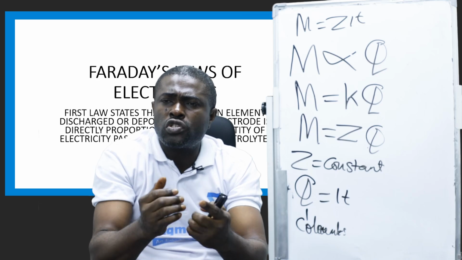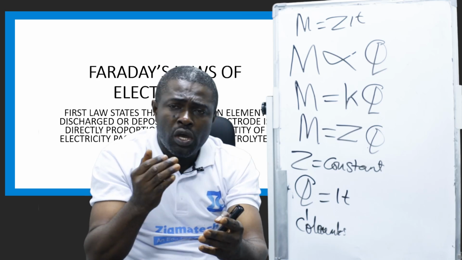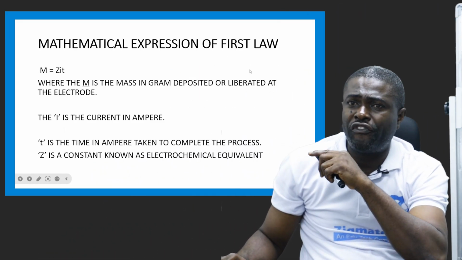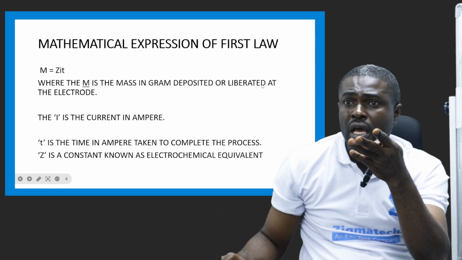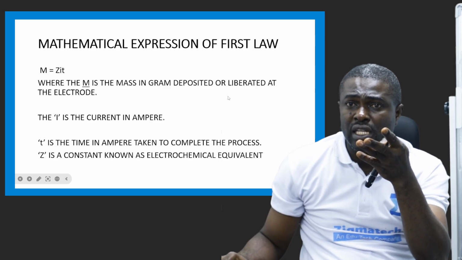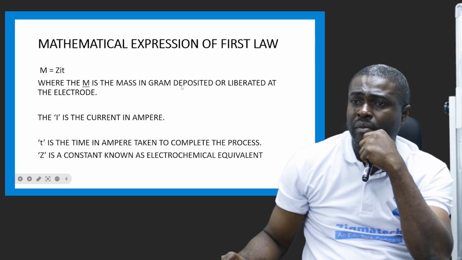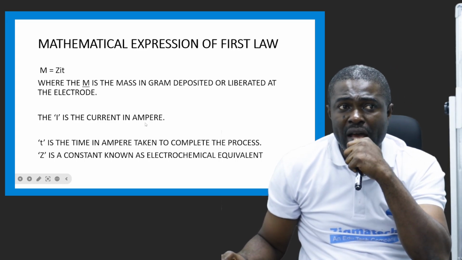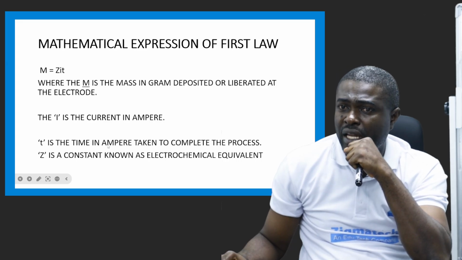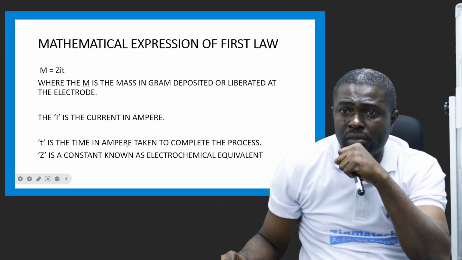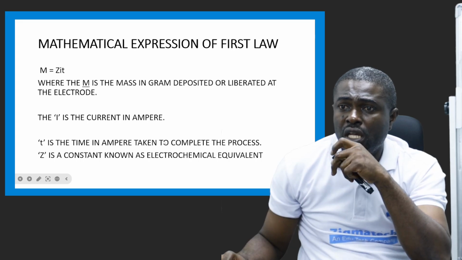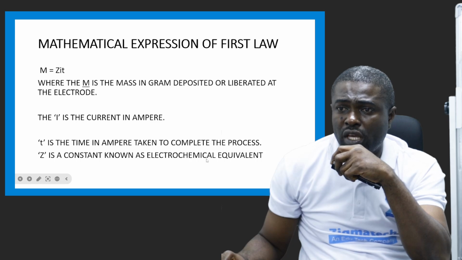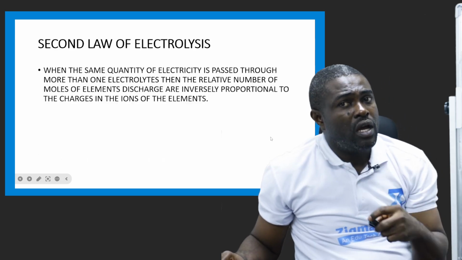How do we solve problems under this law? Let us look at the slide. The mathematical expression is already there. M equals ZIT, where the M is the mass in grams deposited or liberated at the electrode. The I is the current in ampere. T is the time in seconds taken to complete the process. And the Z is a constant known as the electrochemical equivalent.